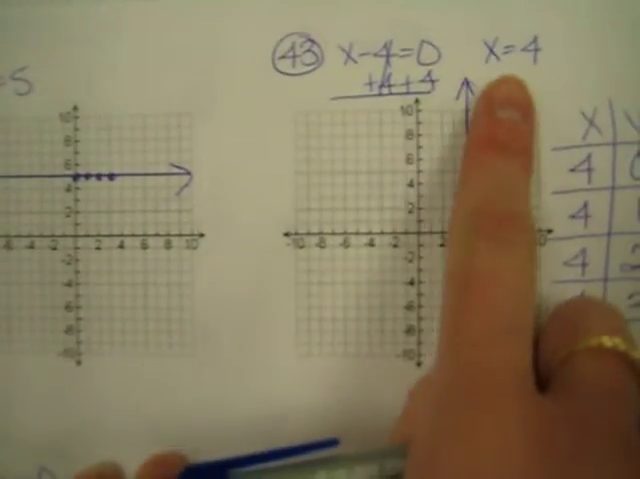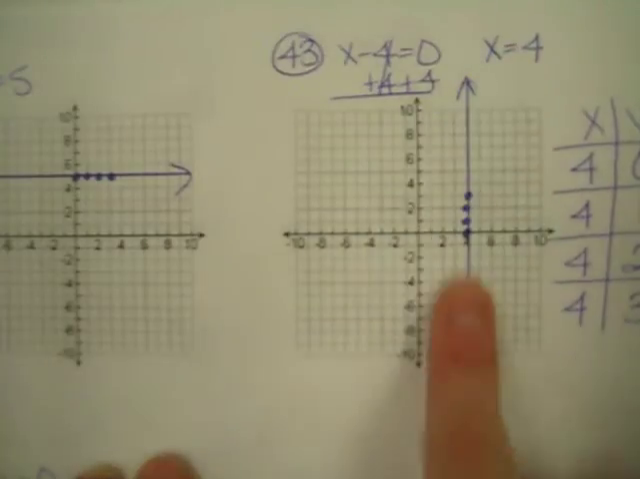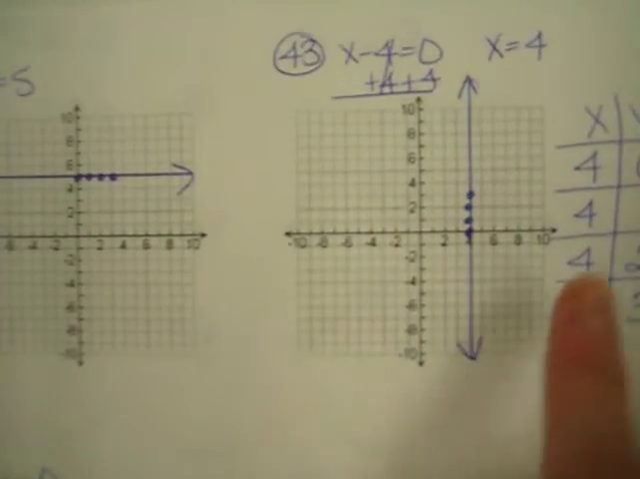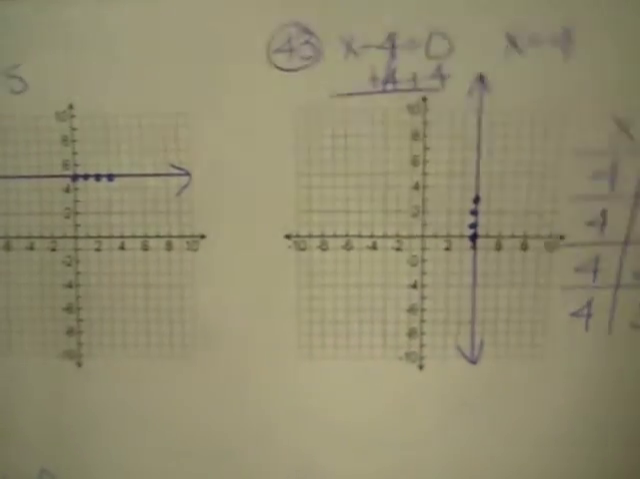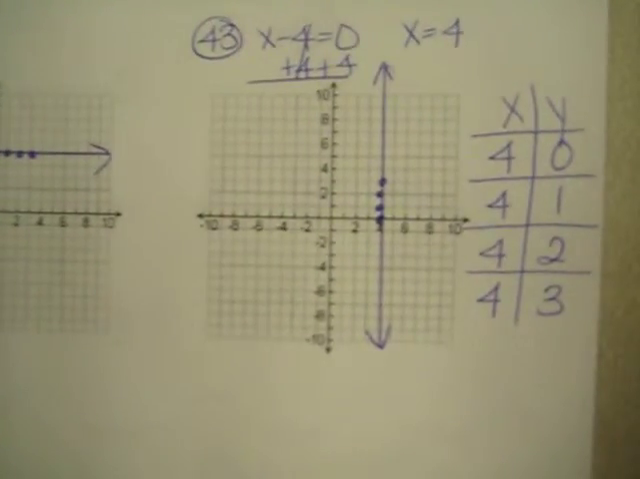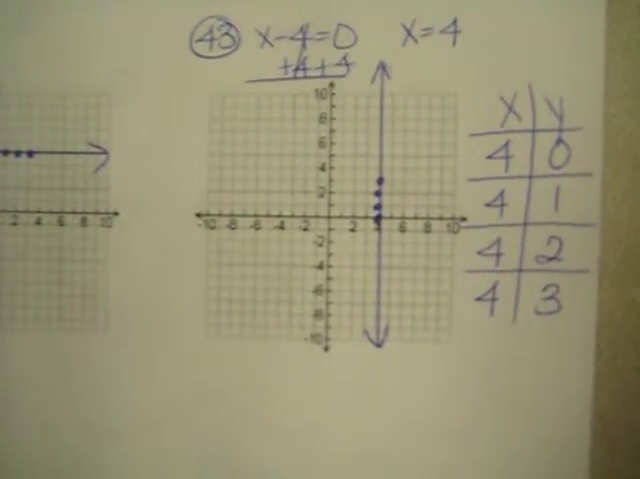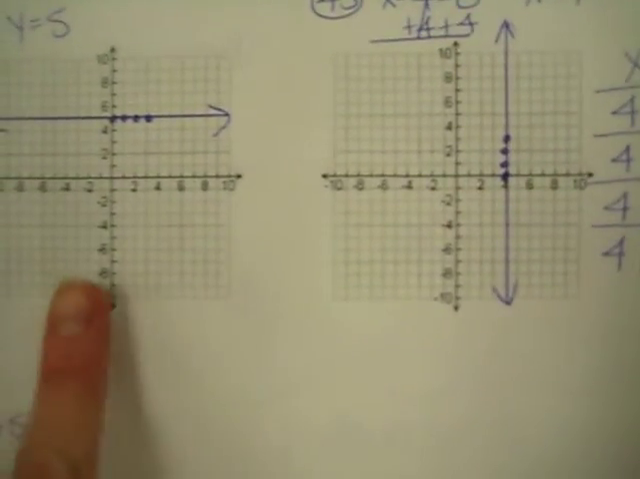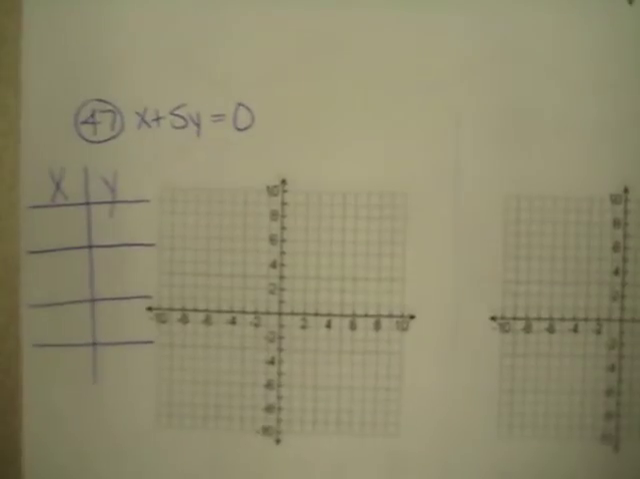It's of the form x equals a number, where the number is telling you where it's going through the x-axis. And (4, 0), right here, is your x-intercept. Beautiful. So you have horizontal and vertical. Now let's try one that's going through the origin.